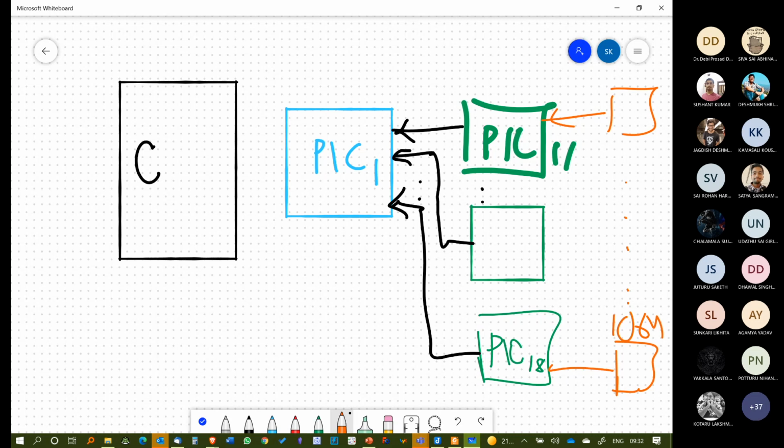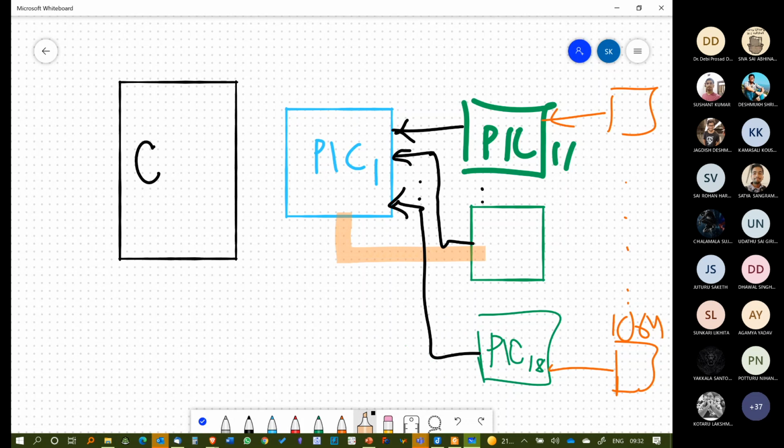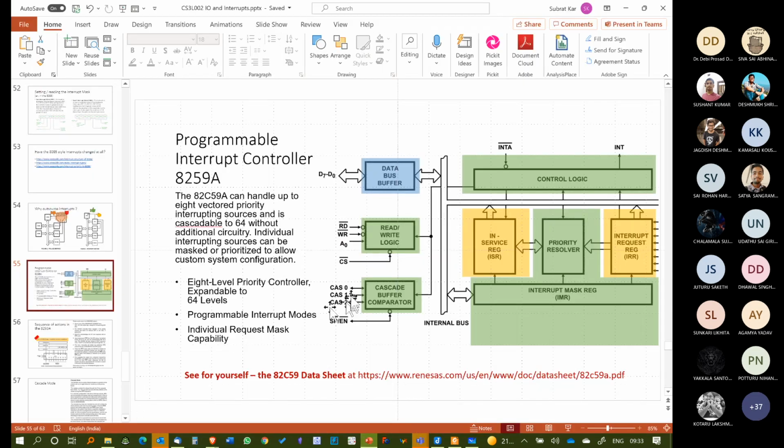Now, between this PIC and this PIC, there is a private bus. Right? So there is a private communication between them, which is defined by CAS 0 to 2. So if PIC1 wants to talk to PIC2 or PIC11 or PIC18, it does so through this, like this. The CPU doesn't know. This is the first level contractor talking to the second level contractor, and that is these 3.